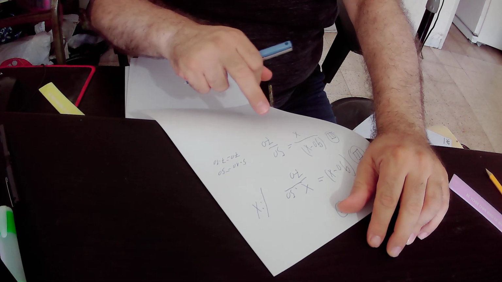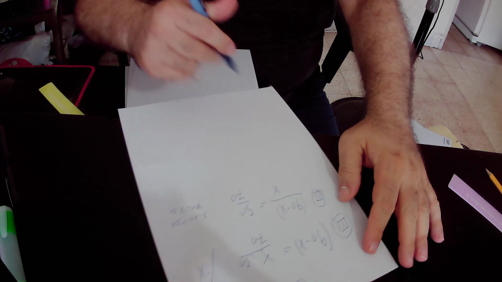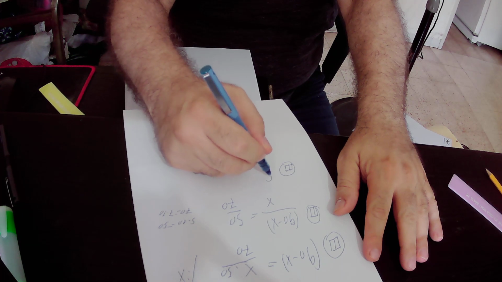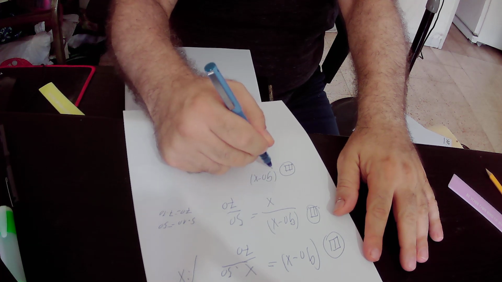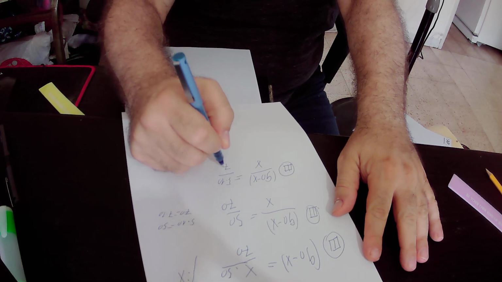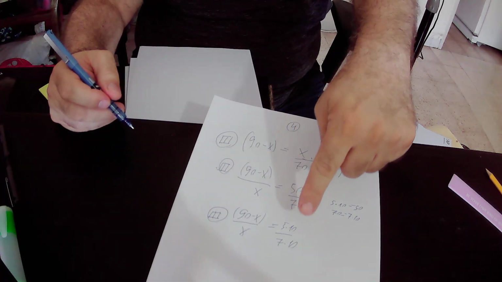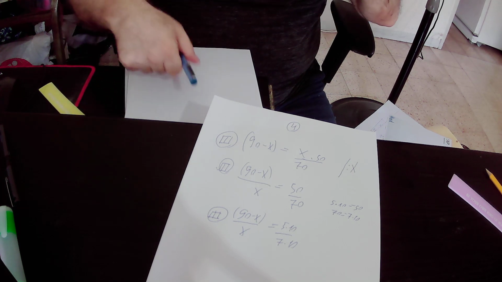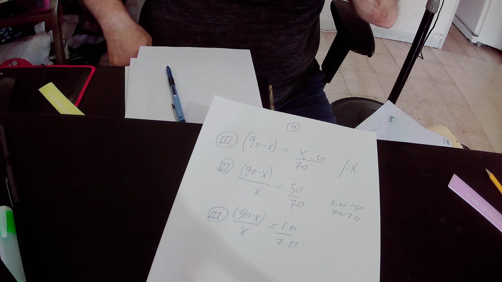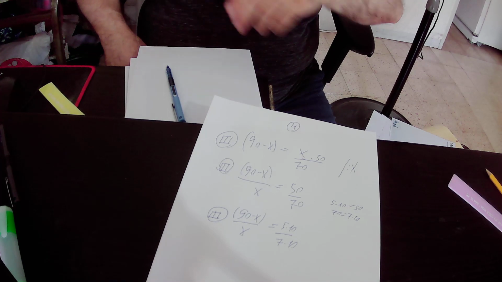So we will substitute 50 by 5 times 10 and 70 by 7 times 10. We will get that (90 minus x) divided by x equals 5 times 10 over 7 times 10. Now we can cancel 10 because we have 10 both in the numerator and in the denominator. So we can cancel 10.